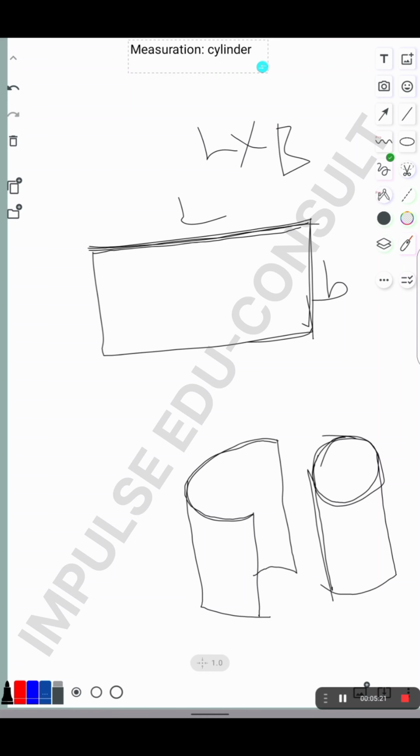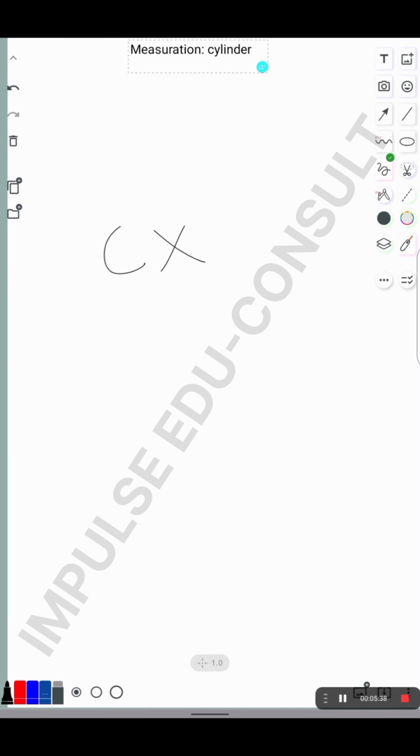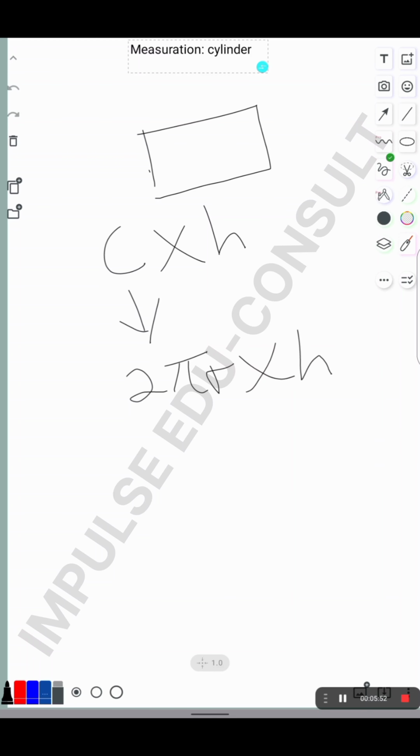And this breadth, which is this side, will be the height. So for a cylinder, this curved surface that is flat when not folded has the circumference here, and this side here is the height. So definitely the curved surface area of a cylinder will be the circumference of a circle times height, where circumference is 2 pi r. The circumference of a circle is 2 pi r times height, to give you the curved surface area of a cylinder, which is 2 pi r times height.